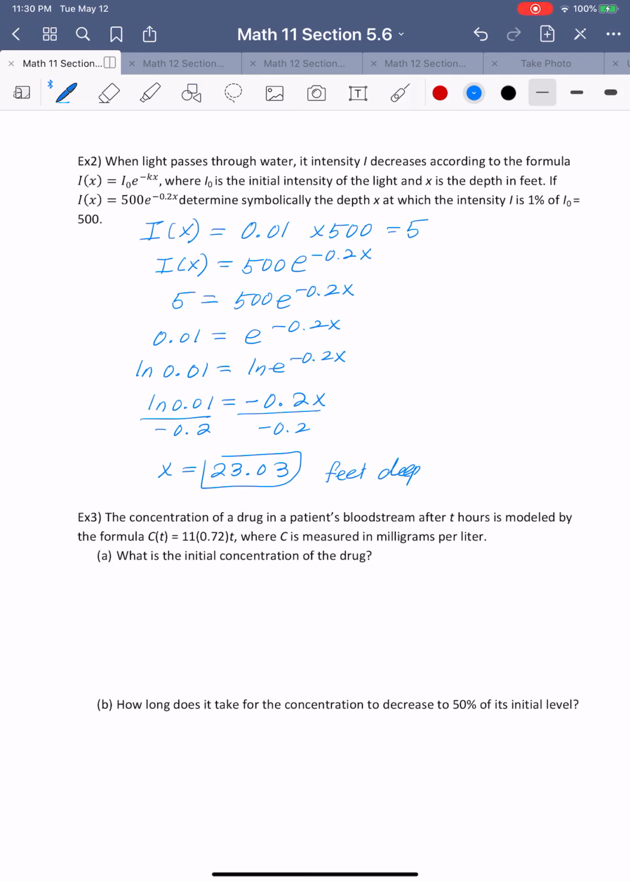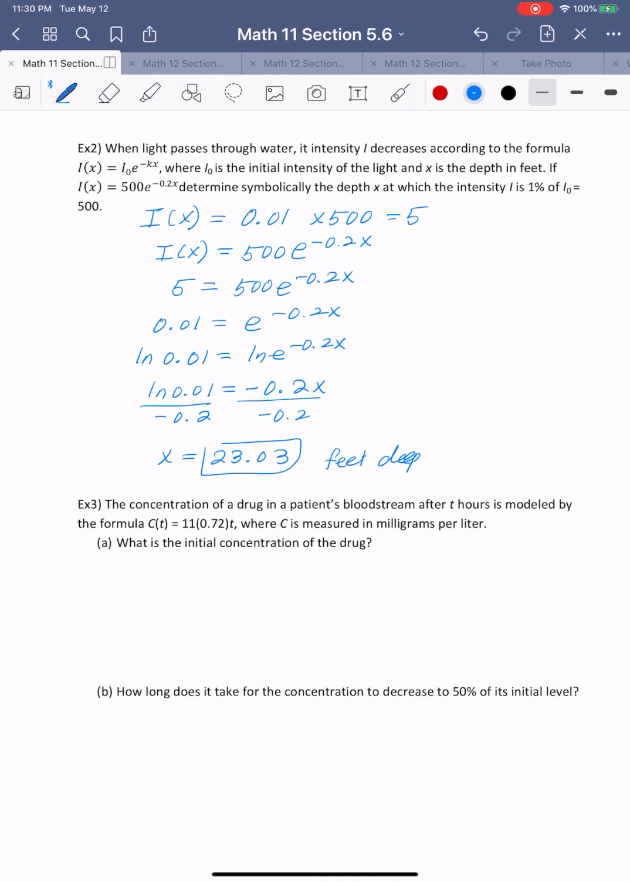Example 3. The concentration of a drug in a patient's bloodstream after t hours is modeled by the formula C of t equals 11 times 0.72 to the power t, sorry, that's a typo too, where C is measured in milligrams per liter. What is the initial concentration of the drug? C of t equals 11 times 0.72 to the t-th power. The initial value means t is 0, so 11 times 0.72 to the 0 power equals 11.